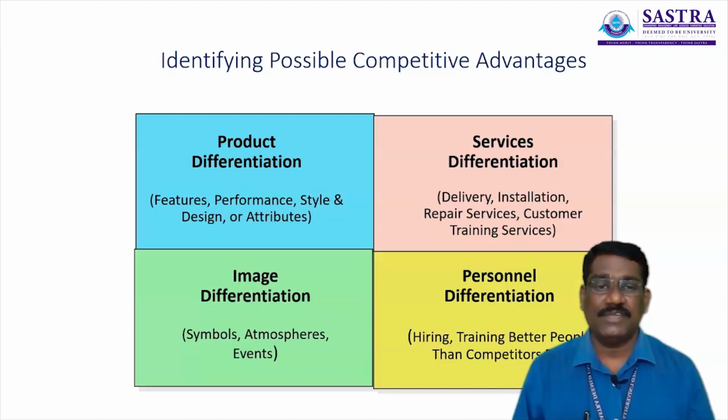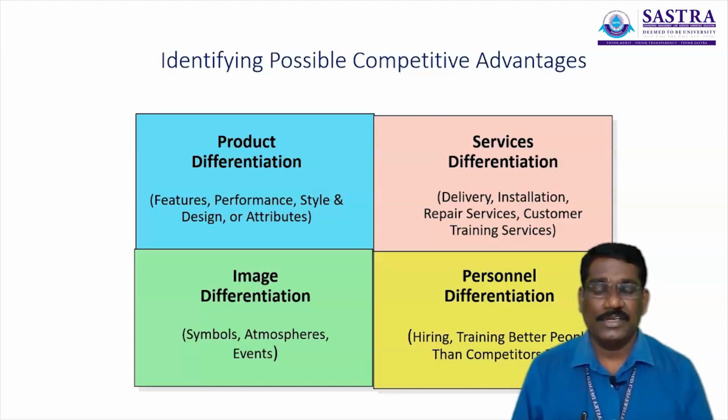Next one is about service differentiation. Service differentiation covers delivery, installation, repair service, and customer training service. And of course, Amazon gives you delivery within 24 hours, and most of the products bought on Amazon have an easy installation.